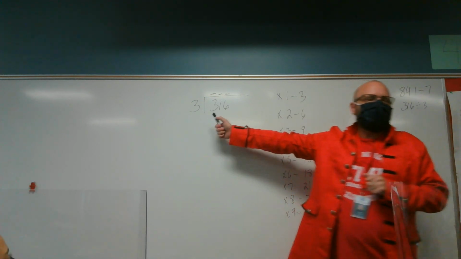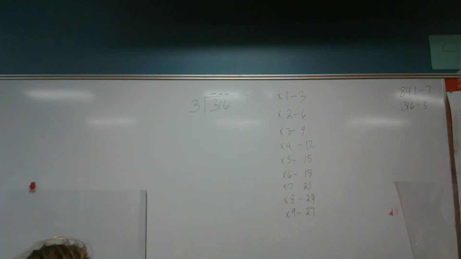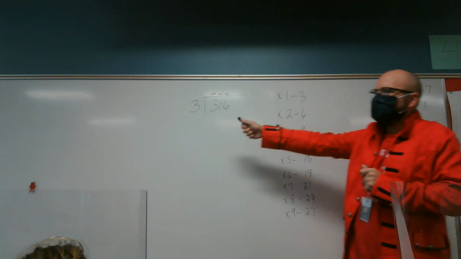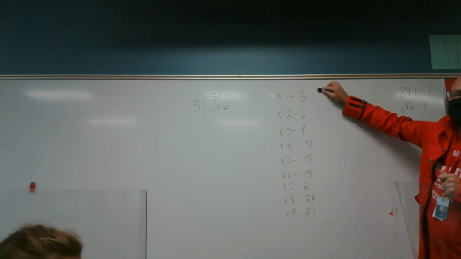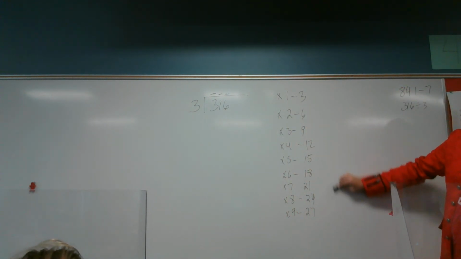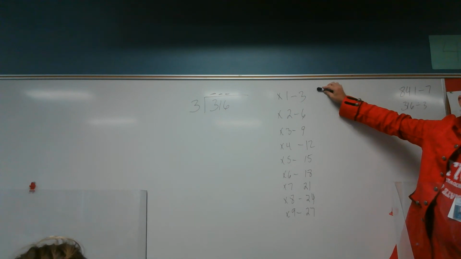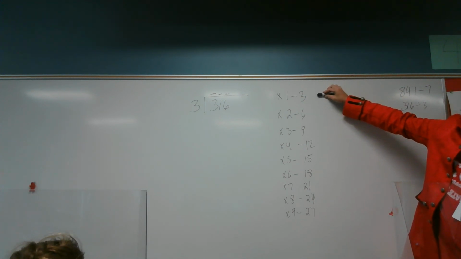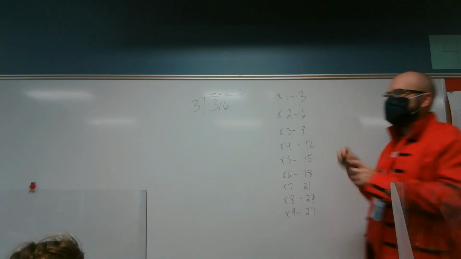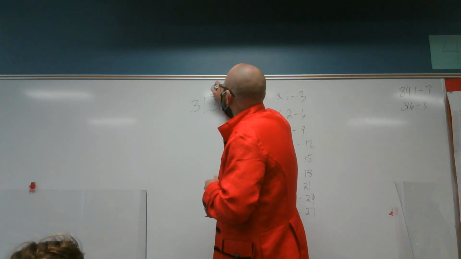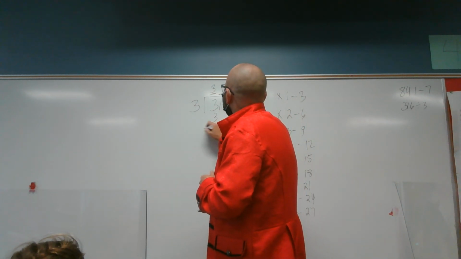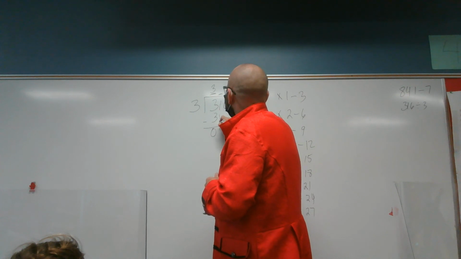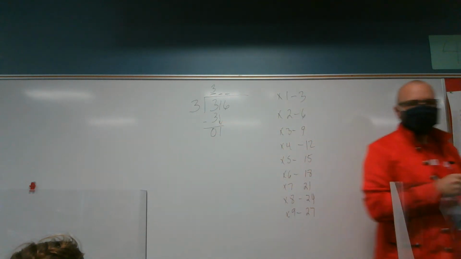Now we said 3 goes into 3. I come over here and look. I want to get as close to 3 as I can get without going over. And what's as close as I can get without going over? 3 times 1, because 3 times 1 is 3. And I subtract, and I bring down the 1.